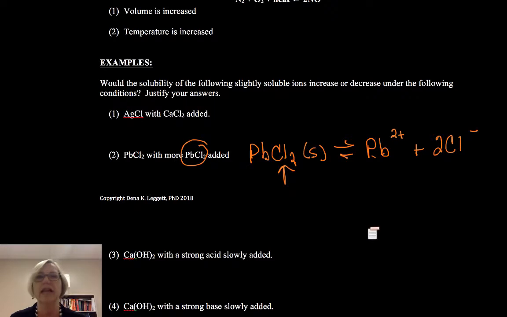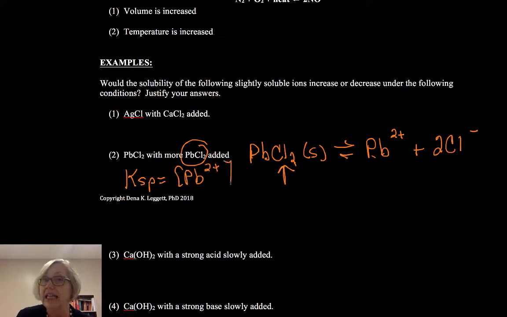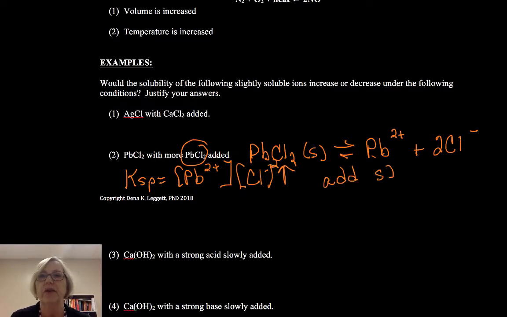Well, this is a saturated solution. The solid is not part of K. Remember, KSP would be only the lead ion and chloride. I didn't add those. Had I added lead nitrate, I would have increased my lead ion, but I didn't do that. Had I added sodium chloride, I would have increased my chloride ion. I didn't do that. I just popped in some more lead chloride. The addition of solid does not stress or shift. So if you add a solid, there's no stress, no shift, no effect.